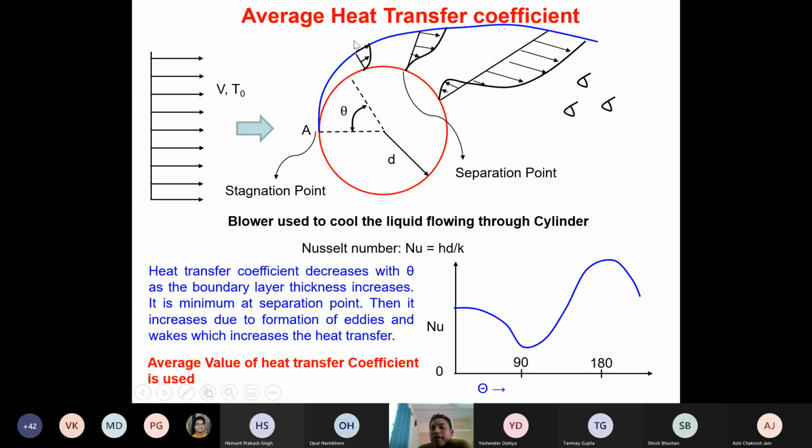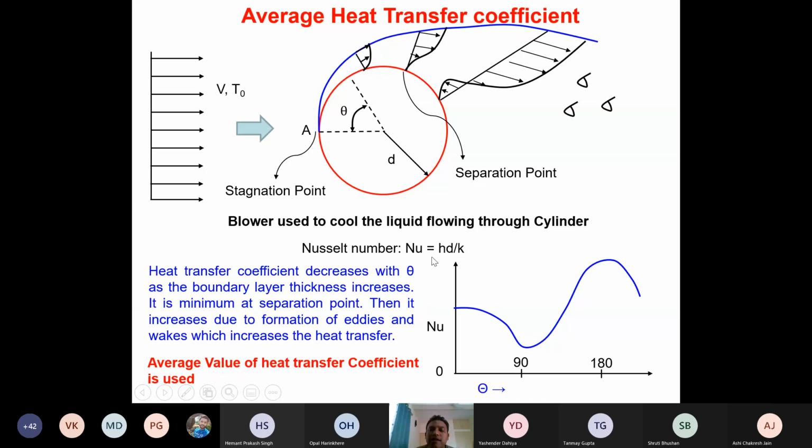And therefore my heat transfer coefficient H is going to decrease, and therefore the Nusselt number is going to decrease. So this Nusselt number is decreasing as we reach the separation point. As we reach the separation point, the Nusselt number, or this hD by k, starts increasing, because the turbulence starts increasing here because of the wake formation, because of this eddies formation, or because of backflow, and because of that the turbulence starts increasing, and therefore my Nusselt number is increasing.